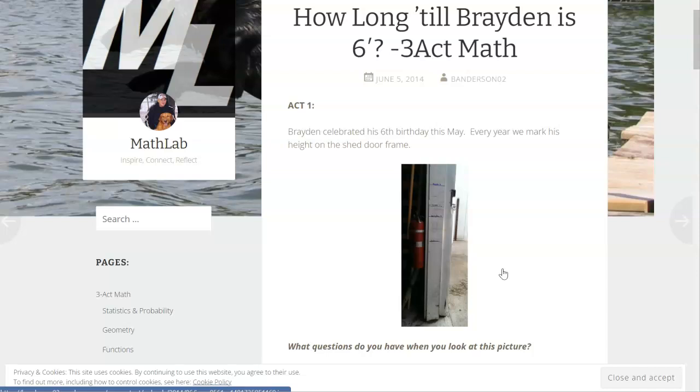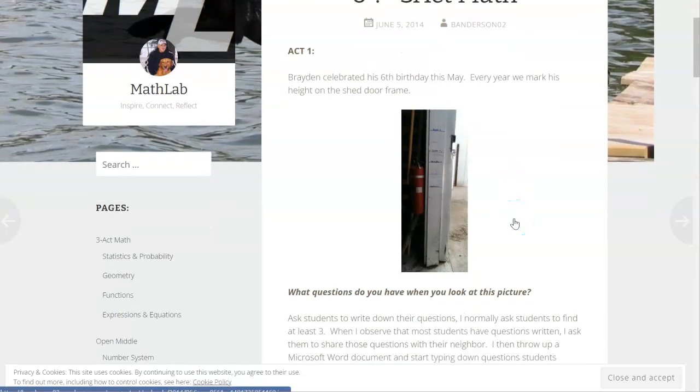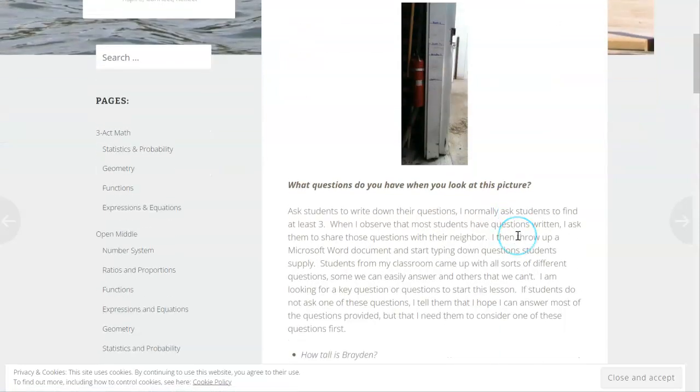So before you leave Act 1, you would give them that information. Make sure they know Braden celebrated his 6th birthday in May, and that would be in 2014, and every year they mark his height. So, questions you have when you look at this picture.